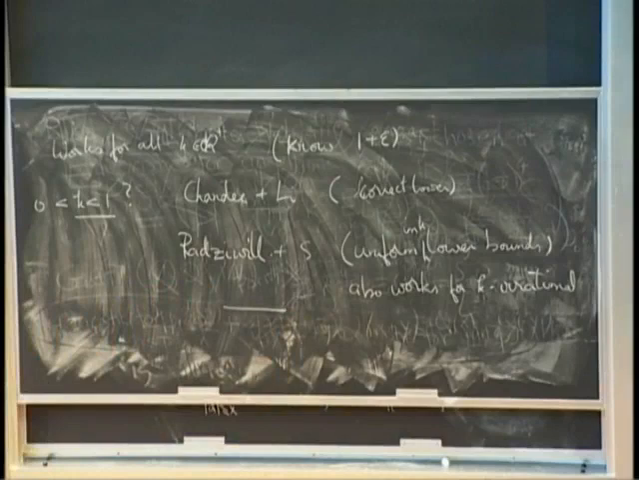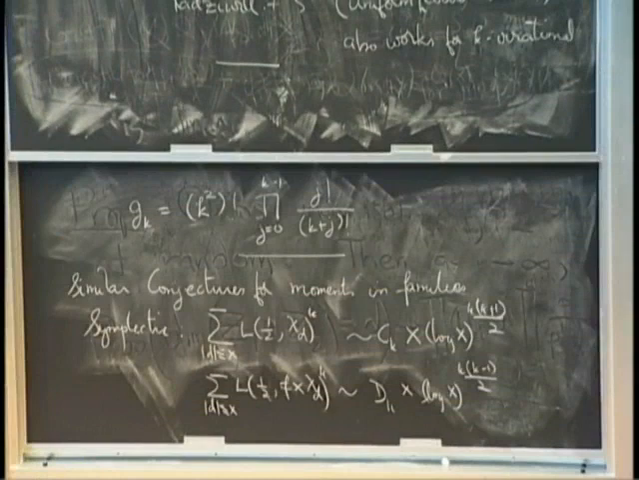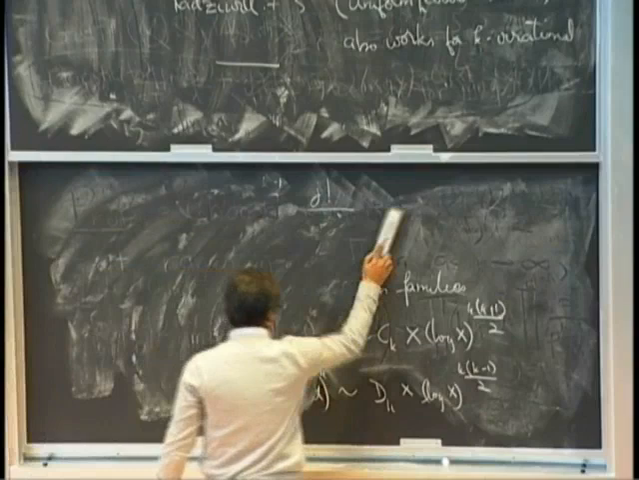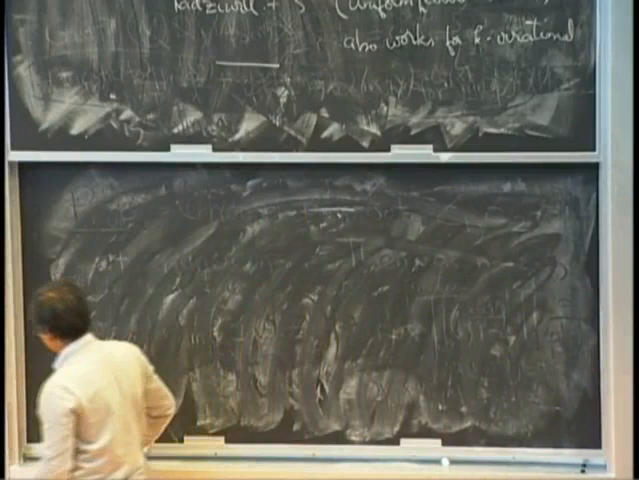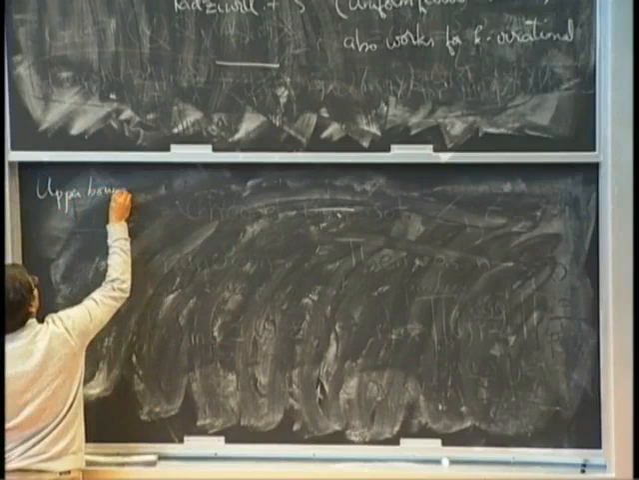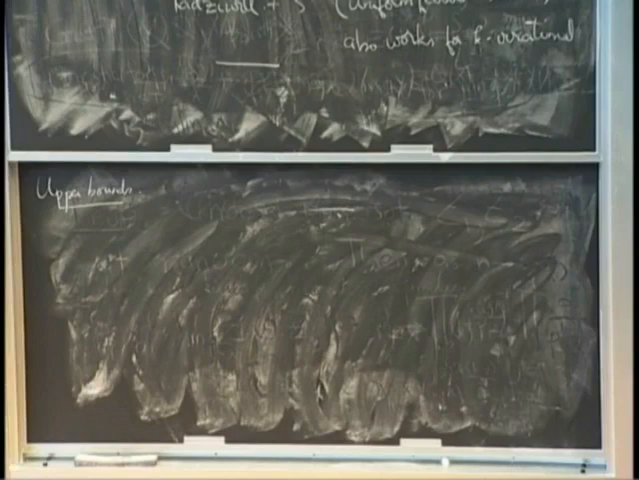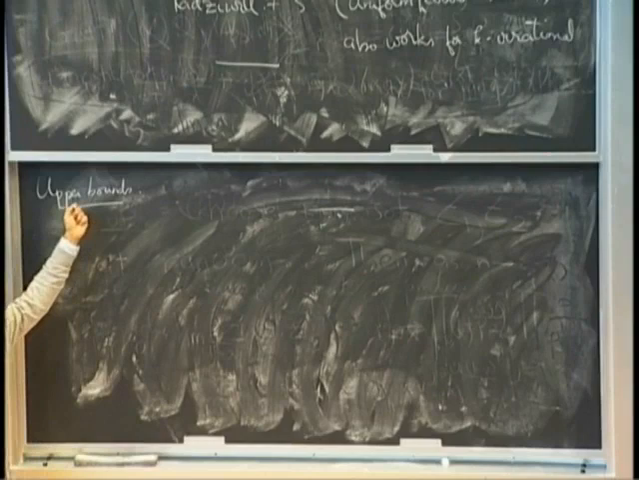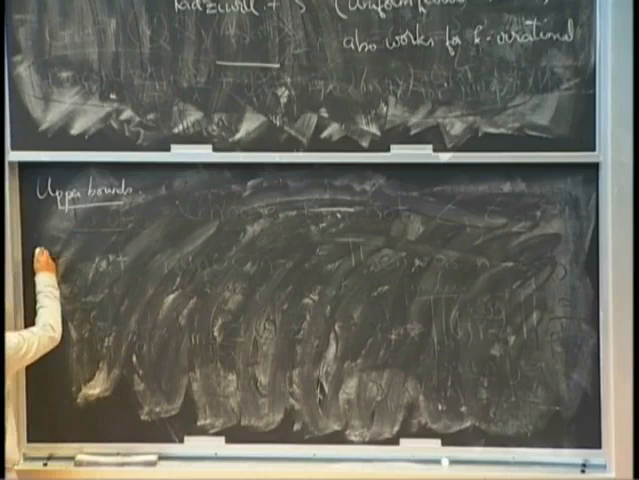Okay, so now let me turn to upper bounds. I've given you one way to see where this power of log appears, which is from the asymptotics of this k divisor function over n. But let me give you a different way, which I like, of why you should expect these kinds of conjectures for moments of zeta and L-functions. This goes back to a beautiful result of Selberg from the 40s.